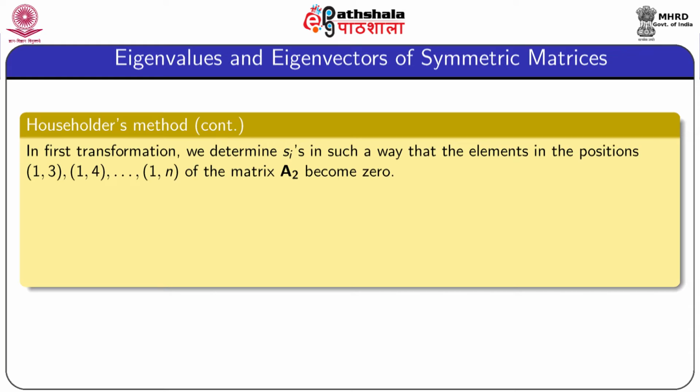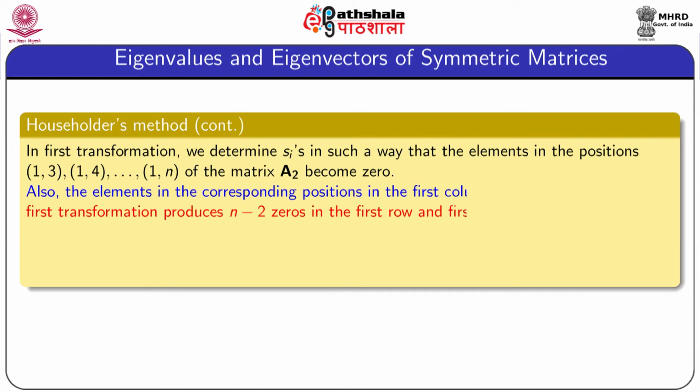In the first transformation, we determine the elements of the vector S in such a way that the elements in positions 1,3, 1,4 up to 1,n of the matrix A2 become 0. Also, the elements in the corresponding positions in the first column become 0. That means the first row and first column are the same, because the transformation is symmetric and the given matrix is also symmetric. Therefore, the first transformation produces n minus 2 zeros in the first row and first column.